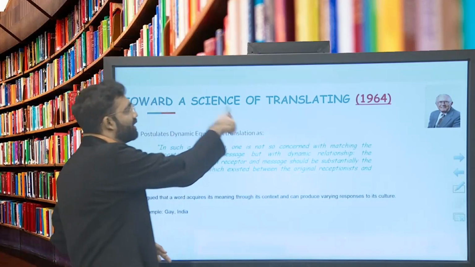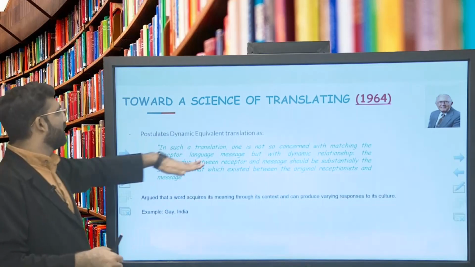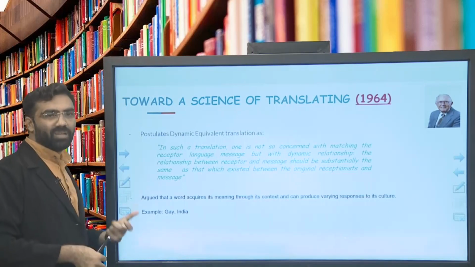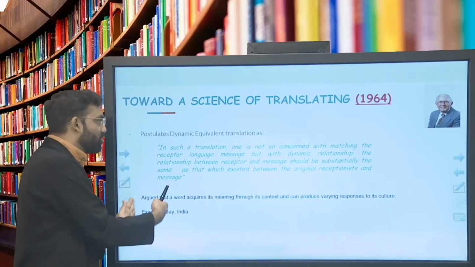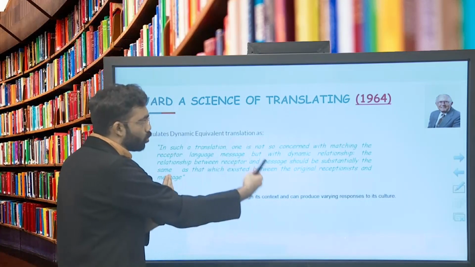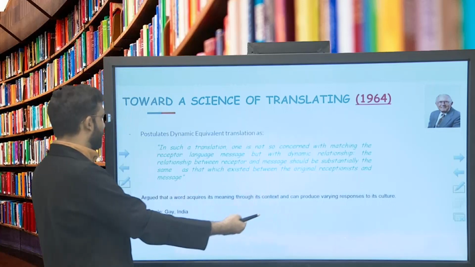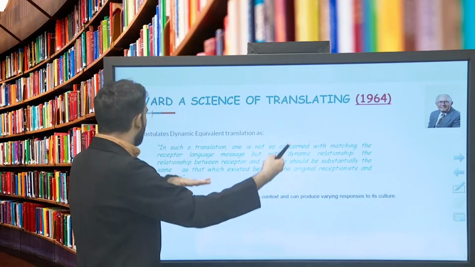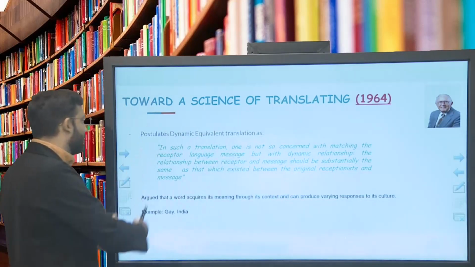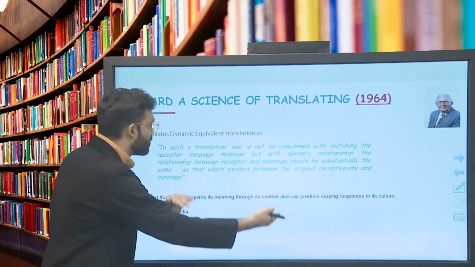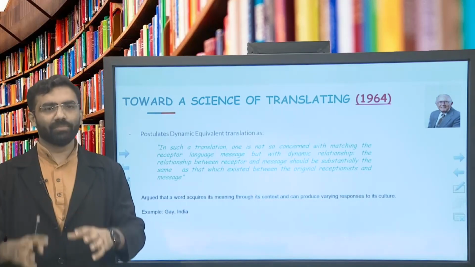So with this text, Towards a Science of Translating, he postulates dynamic equivalent translation. What he says about dynamic equivalent translation is, in such a translation, one is not so concerned with matching the receptor language message, but with the dynamic relationship. What does dynamic relationship mean? The relationship between the receptor and the message should be substantially the same as that which existed between the original receptor and the message. If you find it a little bit complicated, I'll give you a simple example.